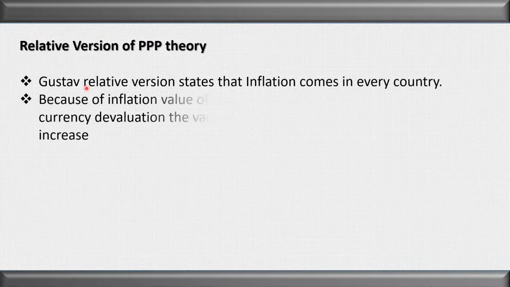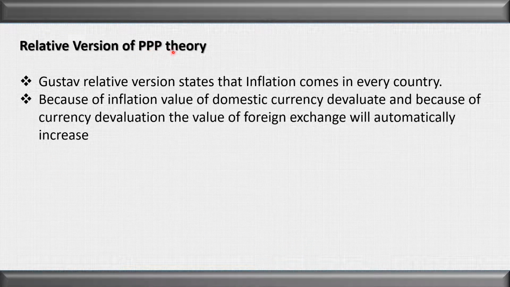Now let us see the relative version of the purchasing power parity theory. The relative version states that inflation comes in every country. We know that in every country inflation is there. When I say inflation, it means that in every country the prices are increasing. The main reason behind the inflation was the money supply. It means that the supply of the money has increased. Because the supply of the money has increased, the inflation occurs.